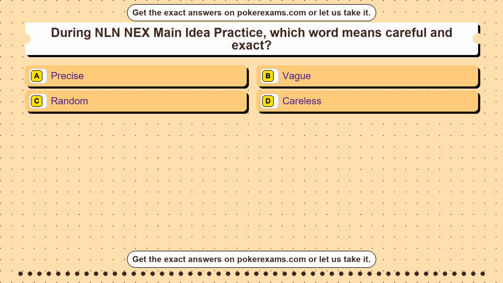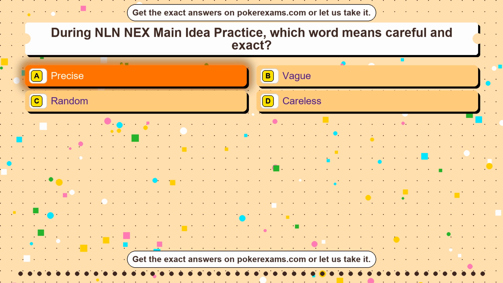Question 21. During Get History Practice Test, which idea is protected by checks and balances? Option A. No branch has unlimited power. Option B. One branch controls all laws. Option C. Courts write every law. Option D. States have no role. The correct answer is option A.